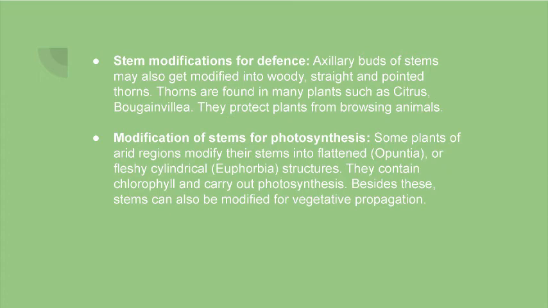The next modification of the stem is for defense. Many axillary buds of the stems may also get modified into woody, straight and pointed thorns. Thorns are found in many plants such as citrus and bougainvillea. These types of modifications help the plant to protect themselves from browsing animals.